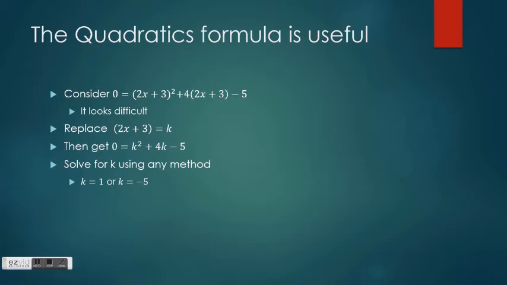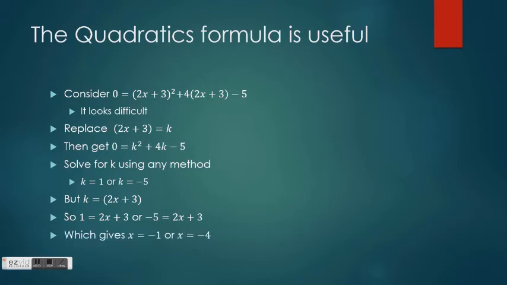Now, we're trying to solve for x. So we substituted earlier, so now we have to substitute back. So k is equal to 2x plus 3. So we have to set up these two equations: 1 equals 2x plus 3, or negative 5 equals 2x plus 3. Once one of those is solved out by subtracting 3 and then dividing by 2, we get x equals negative 1 or x equals negative 4.